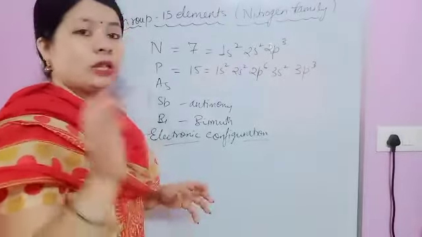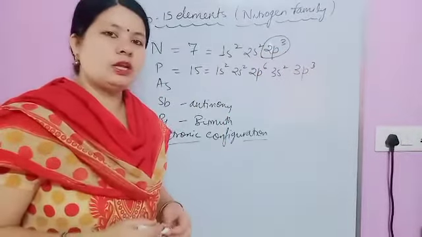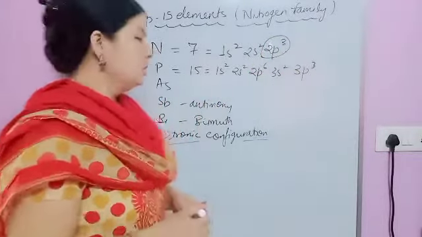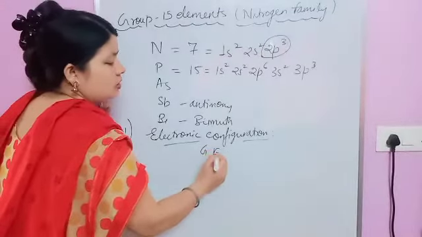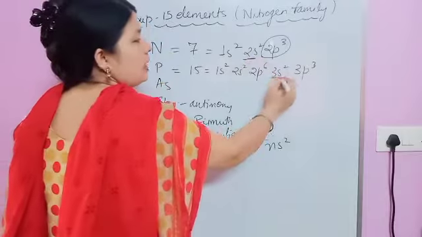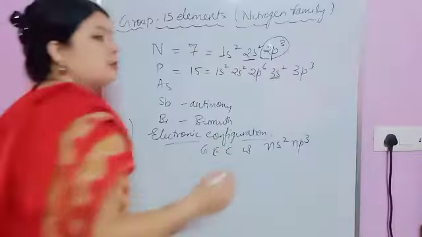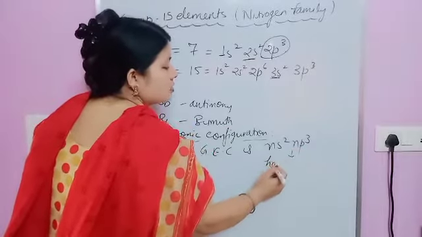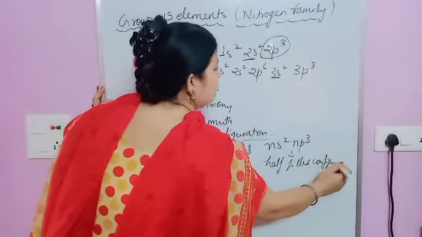Now in this one, just see, in a p orbital we can fill a maximum of how many electrons? 6. And here, how many electrons are present in the outermost shell? That is 5, with 3 in the p orbital. So what about the general electronic configuration? The general electronic configuration is ns2, s is complete, and np3. And np3 shows what? That is a half filled configuration.